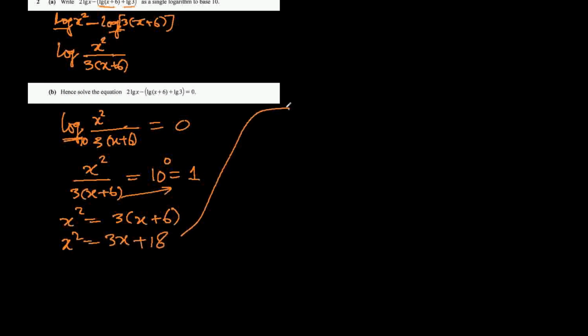Now, cross multiply here. So x squared equals 3x plus 6. This is what it becomes. And x squared equals 3x plus 18. So let's complete it here. x squared minus 3x minus 18 equals 0.